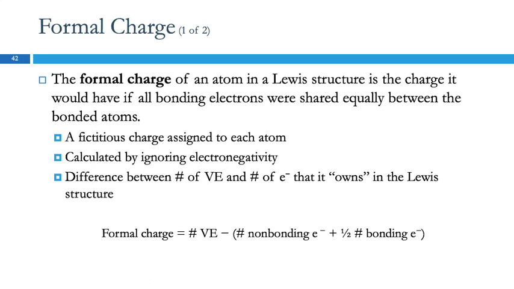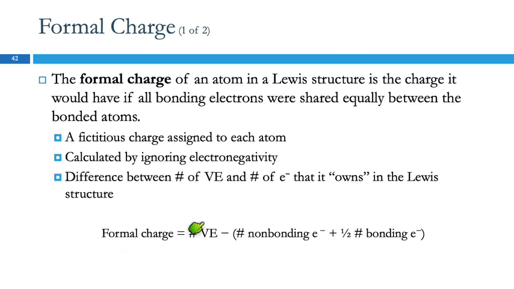Sometimes we have to choose between a couple of different Lewis structures, and formal charge is a way that we can see which one's better. So formal charge is another one of those made-up things, a little bit like oxidation states. It's a fictitious charge assigned to each atom. We don't need to consider electronegativity. And the way the book explains it, I think, makes it sound more complicated than it is.